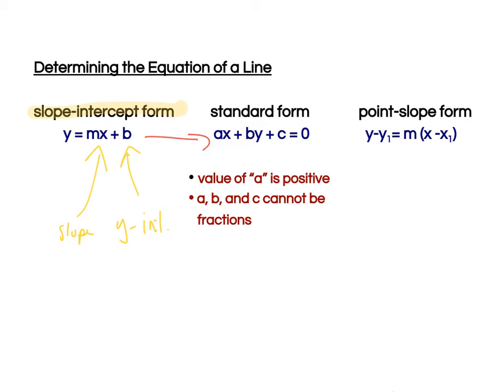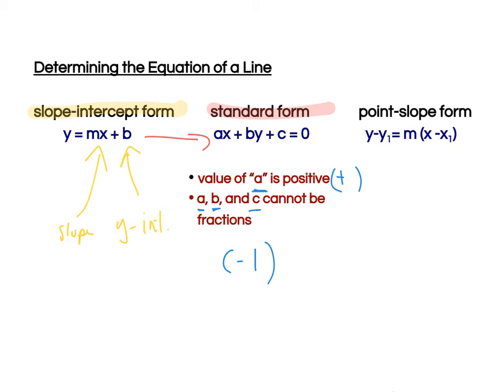And here are those caveats. The value of a has to be positive, which means if a ends up being negative when we rearrange the equation, we simply have to multiply our whole equation by -1 in order to change the signs of all of the components. Another thing that we need to mention is that the values of a, b, and c, those coefficients, cannot be fractions. So in other words, if they are fractions, we need to multiply by some sort of value to eliminate the fractions. Often that's some sort of common denominator, and we've seen that before. So those are the two caveats in order to get an equation in what we refer to as standard form.